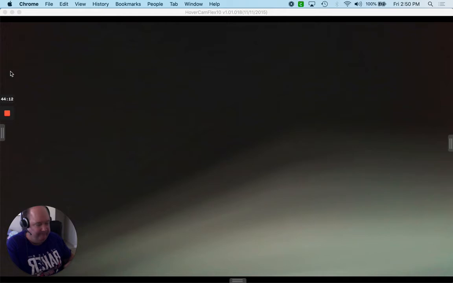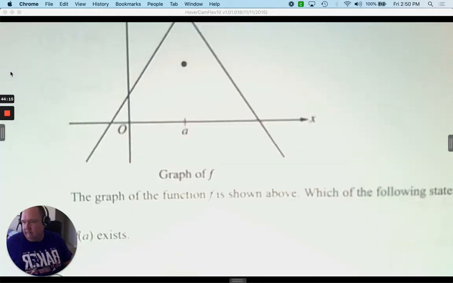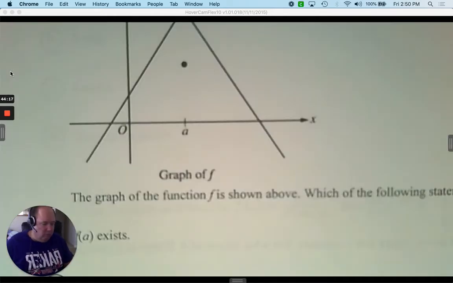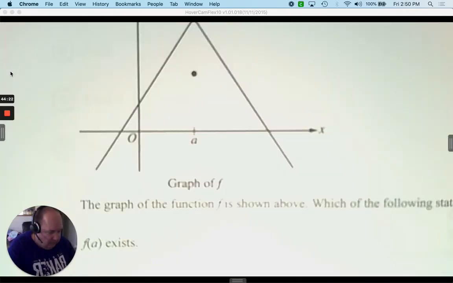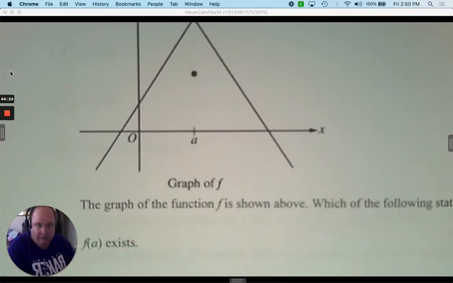28. For 28, the graph of the function is shown above. Which of the following statements must be false?